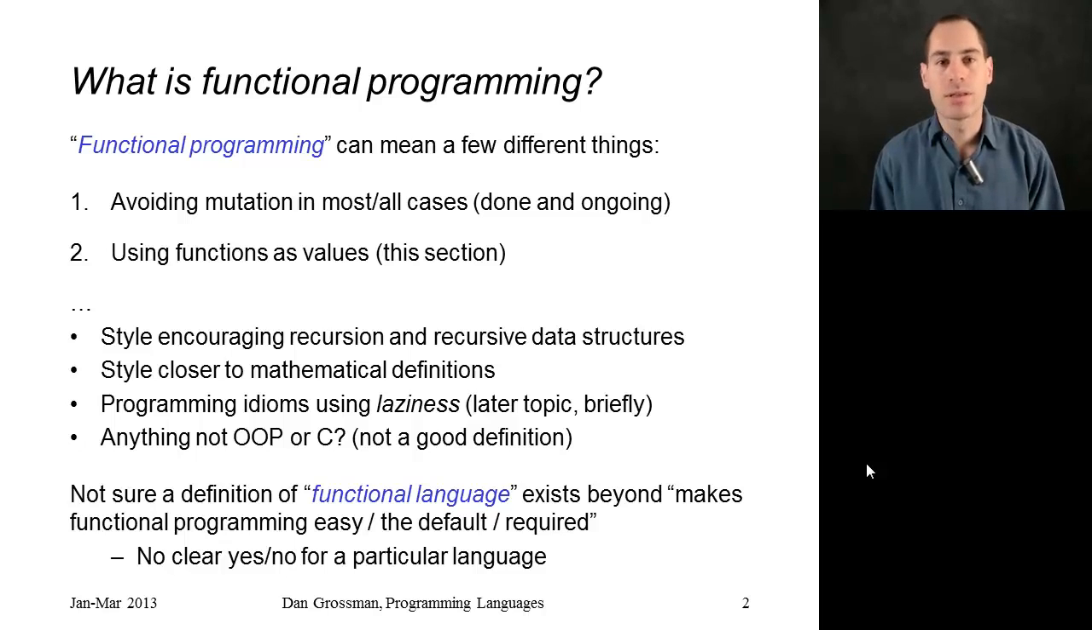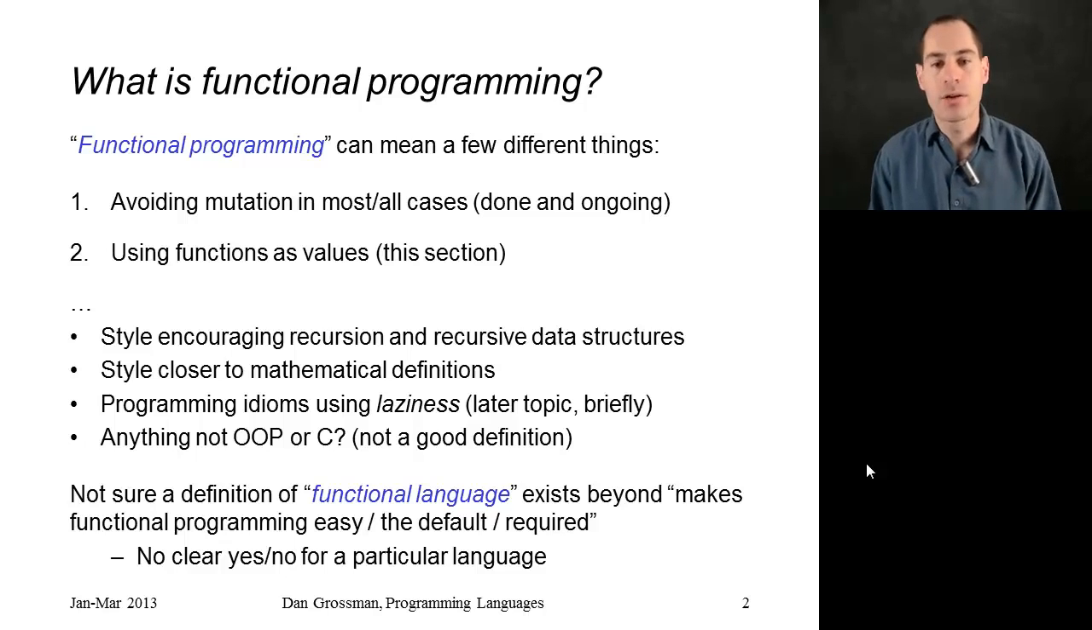And we'll even see cases where we don't want that, where actually mutable state is a reasonable programming idiom. And then the second thing, which is what this section of the course is all about, is using functions as values, passing them around and that sort of thing. And I'll give you a sense very soon of what we mean by that.